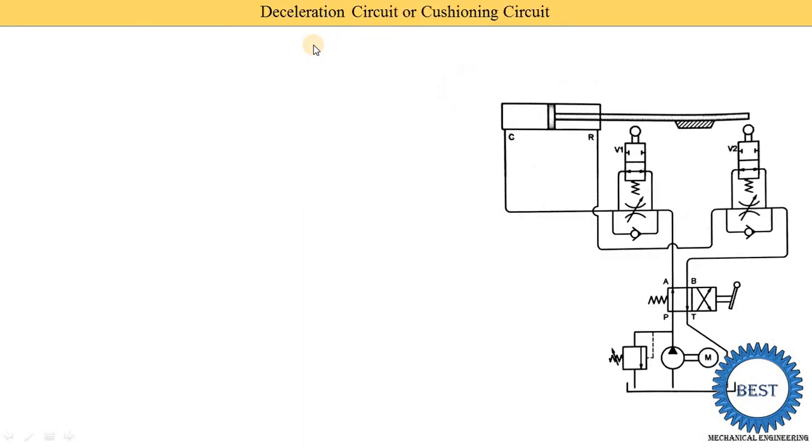So here you see one image. Two additional things are provided in a simple 4x2 double acting cylinder circuit. First, on the piston rod they provide one cam. And between the A port and C port one deceleration valve is provided, and between the B port and the rod end port they also provide one deceleration valve or deceleration circuit.